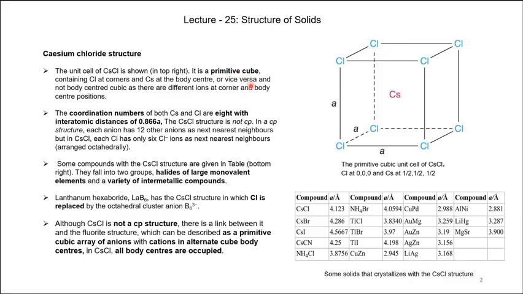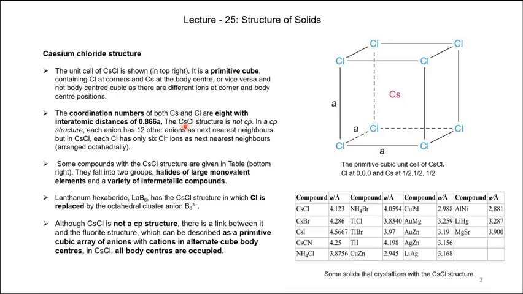And what else do we have to discuss about it? Well, the coordination number of both cesium and chlorine is 8. And what is the interatomic distance? The interatomic distance between cesium and chloride is about 0.866 Å.